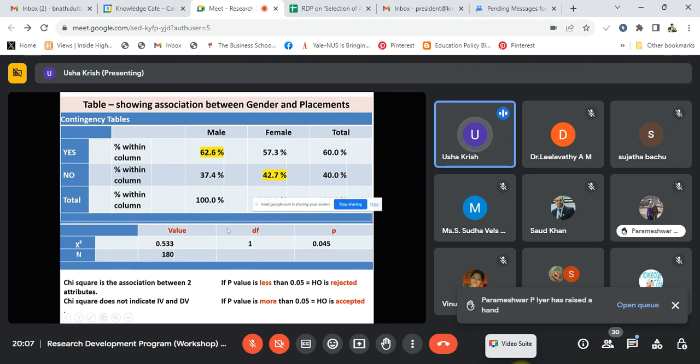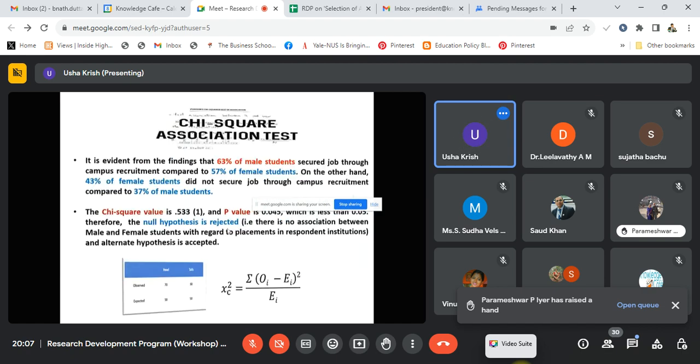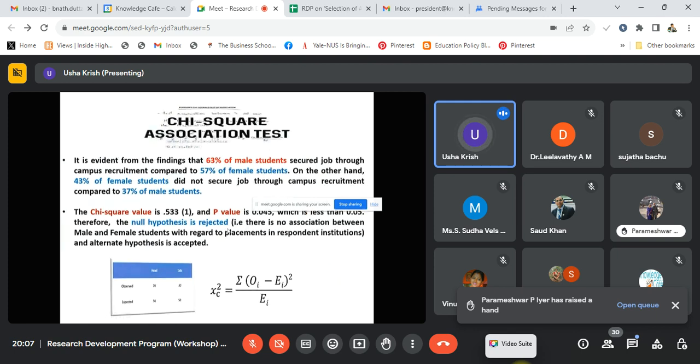That is the meaning we get. So, in case of a chi-square table, how are we going to write the interpretation? Let me read from the slide. It is evident from the findings that 63% of male students secured a job through campus recruitment compared to 57% of female students. On the other hand, 43% of female students did not secure a job through campus recruitment compared to 37% of male students.